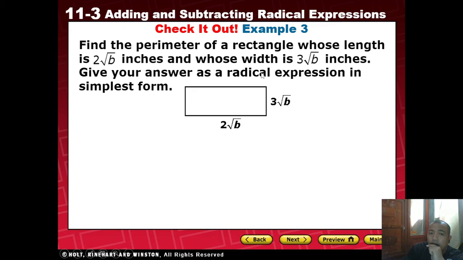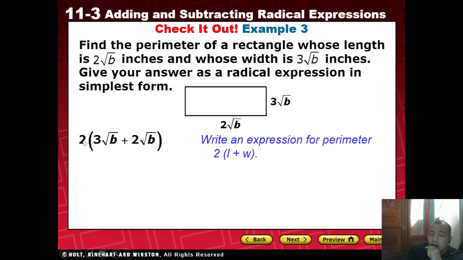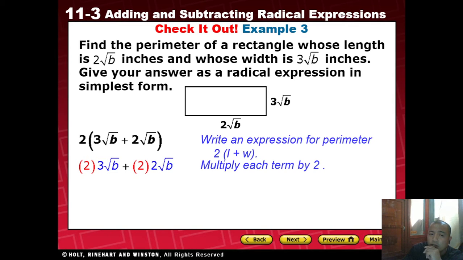What are we going to find? Find the perimeter. What's the formula for perimeter? 2 times the quantity length plus width. So you add the length and width times 2. That is 2 times 3 square root of b plus 2 square root of b. So first let us multiply each term by 2, by the distributive property of multiplication. 2 times 3 square root of b plus 2 times 2 square root of b. Simplify. 2 times 3 is 6 square root of b plus 4 square root of b.